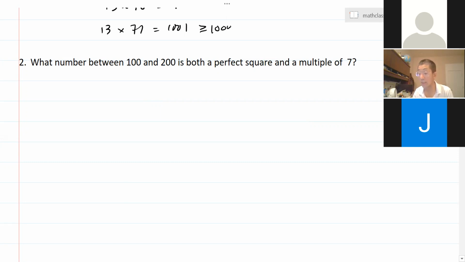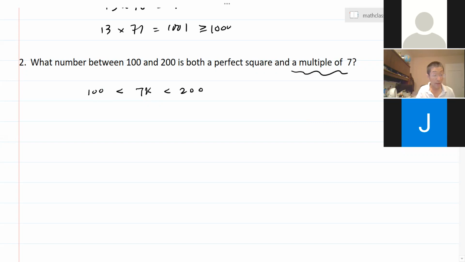So the idea is that we use this condition first, a multiple of 7. A multiple of 7 means you have a factor of 7, just as I showed you before, right? A multiple of 7 must be in this form, 7 times some number. And this is less than 200, greater than 100, so it's between those two numbers.